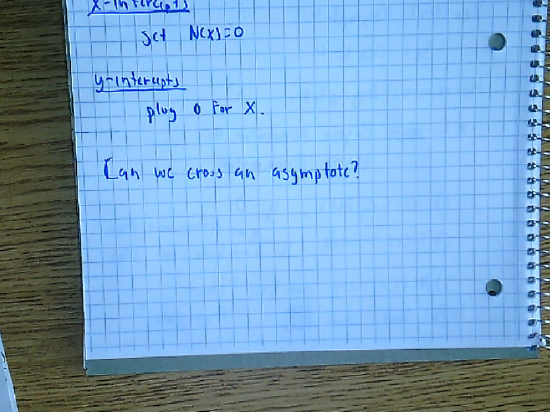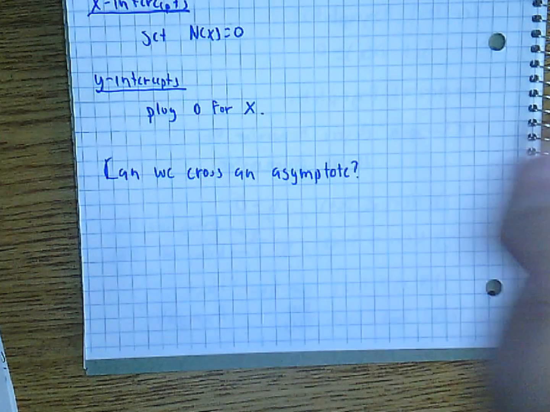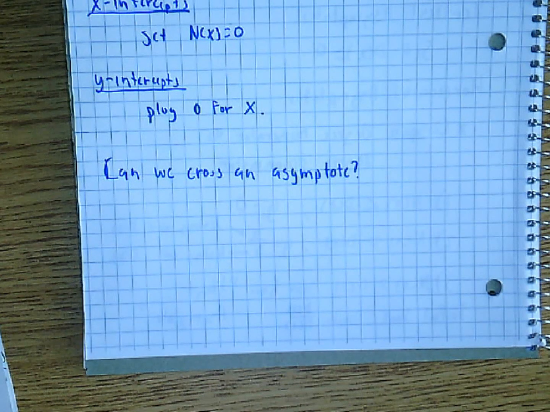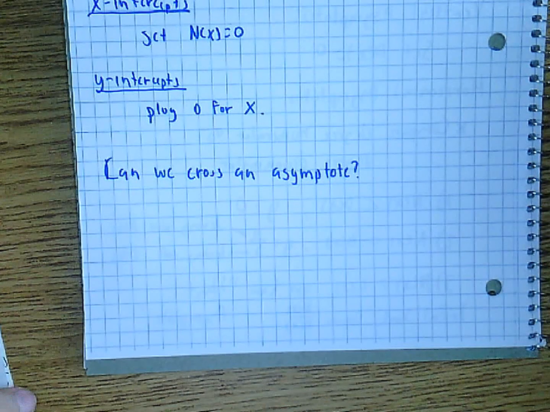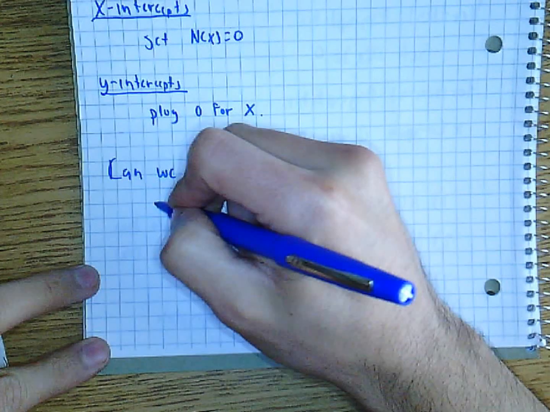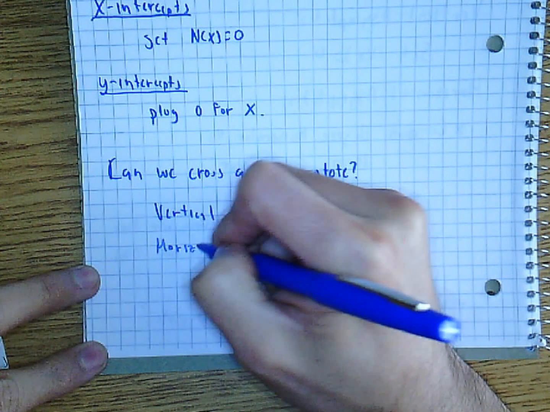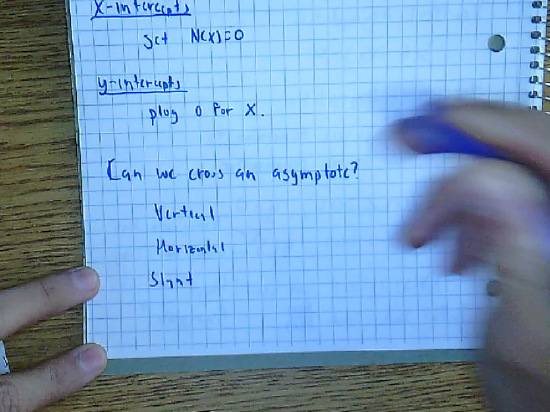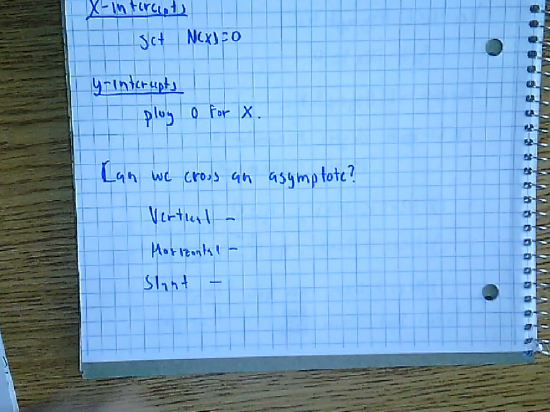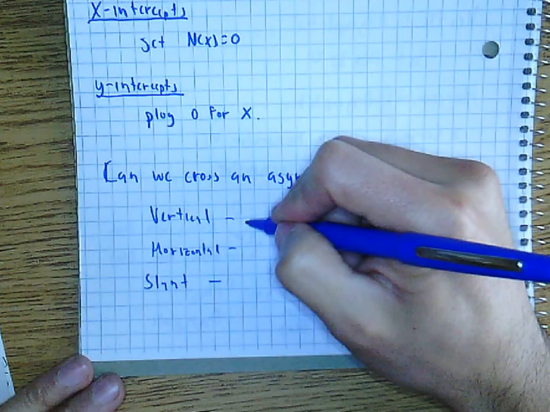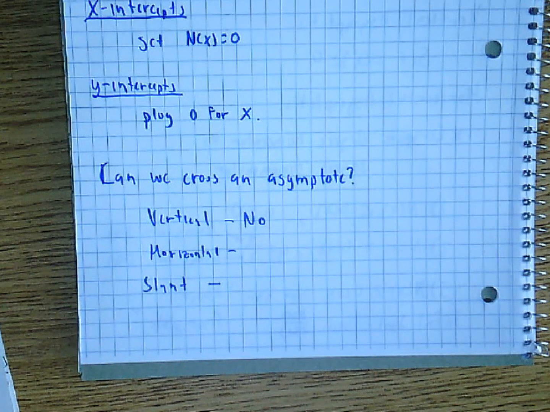There are certain occasions, it's not very common, but you can indeed cross an asymptote. Now, you can't cross any type of asymptote. So let's talk about the three asymptotes. Okay, so vertical, horizontal, and slant. So the question is, can we cross each one of these? All right. First one, the vertical is going to be no. We cannot cross that. And I'm going to show you an example here as to why we can't. Horizontal, yes, we can. And slant, yes, we can. All right. This too, I'll talk about during our examples.